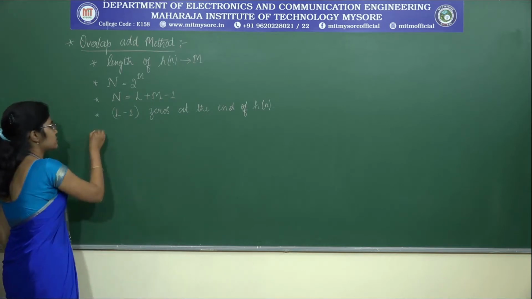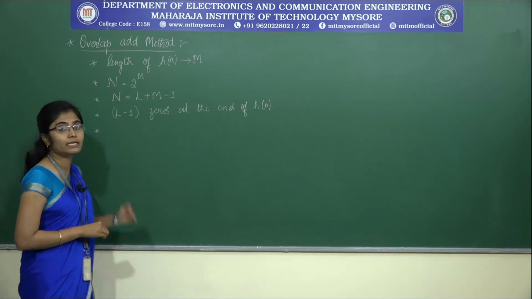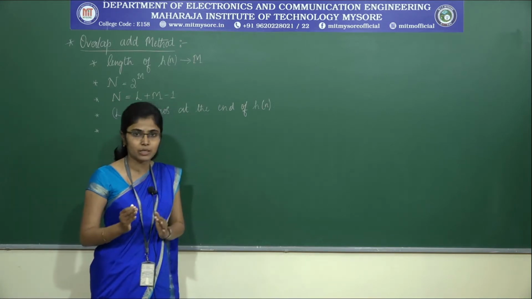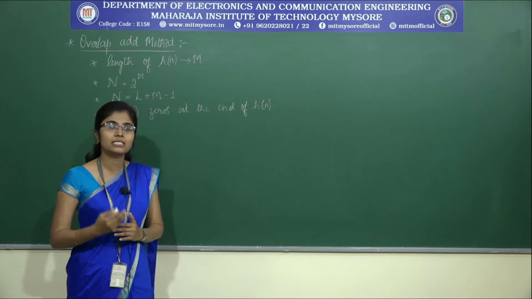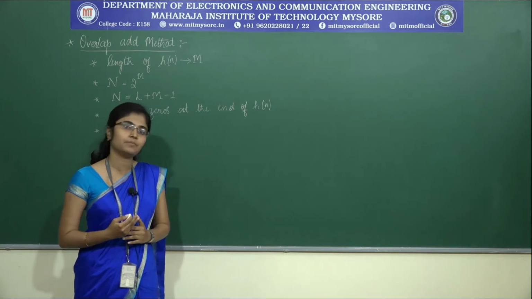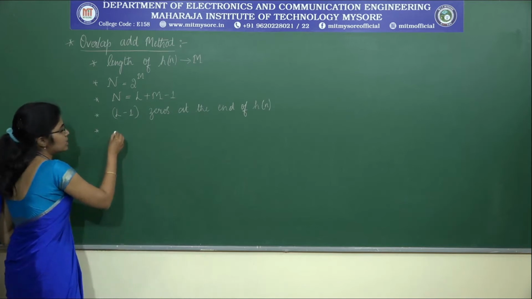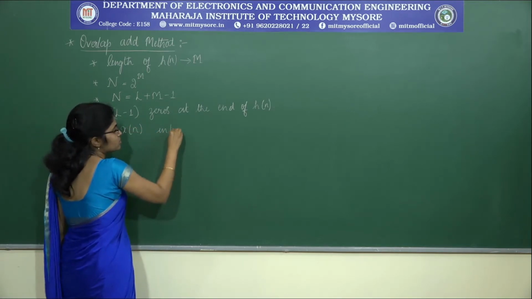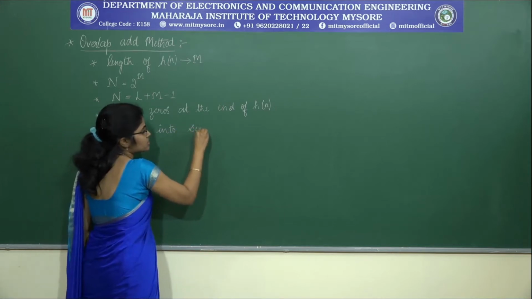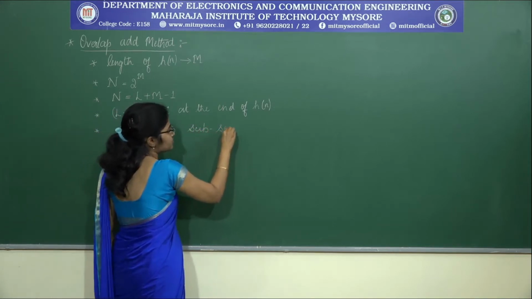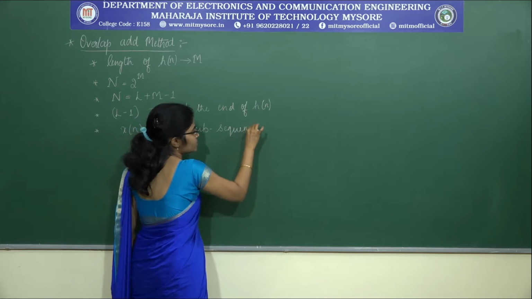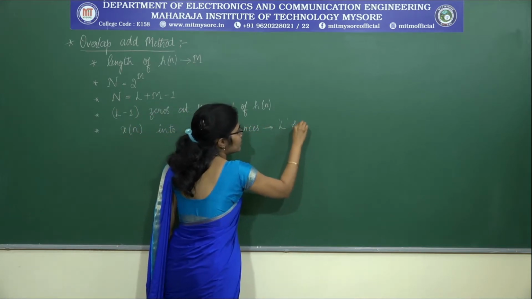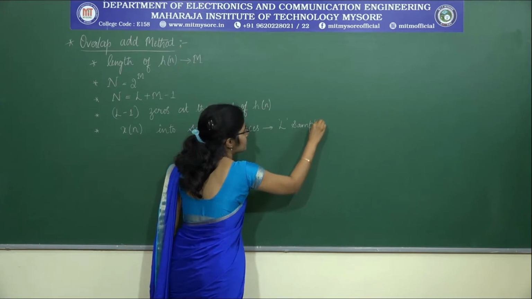In the fifth step, we divide the input sequence x of n into subsequences such that each sequence will contain L number of samples. That is, we divide x of n into subsequences such that each sequence will contain L number of samples.